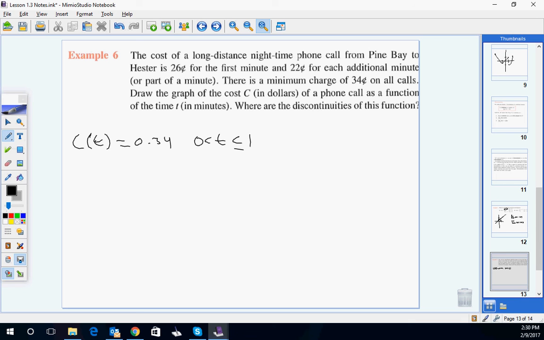This is what it's going to cost you. It's 26 for the first minute, but that only kicks in if it's over 34 cents, because 34 cents is the minimum you get charged. As soon as we go over 1 minute, say 1 minute and 1 second, that's automatically counted as 2 minutes. So 2 minutes would be 26 cents plus 22 cents, so now you're at 48 cents.